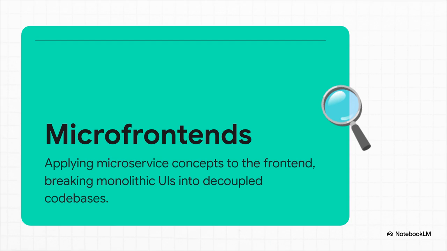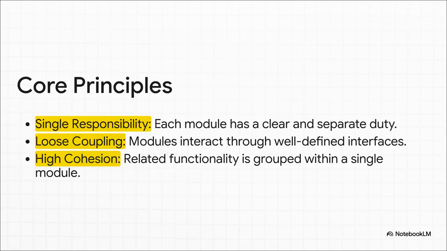And here's the magic part. They can all deploy on their own schedules whenever they want, but for the user, it still feels like one single seamless website. Now, you can't just start chopping things up without a plan, right? That would be chaos. So for this to actually work, the whole architecture really leans on three core principles.